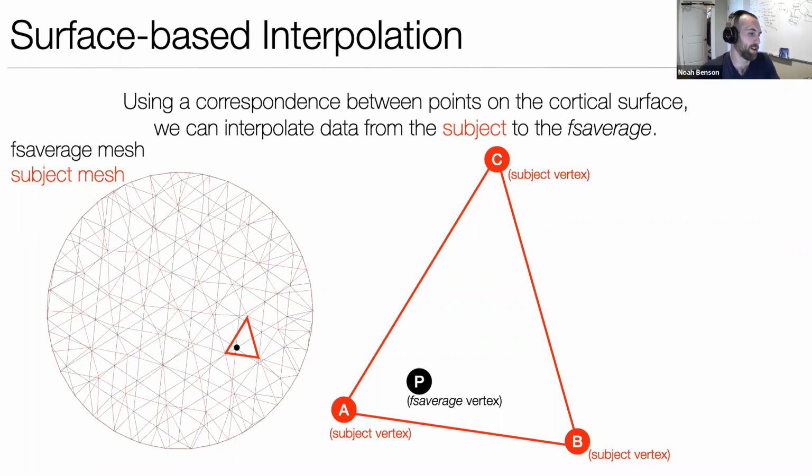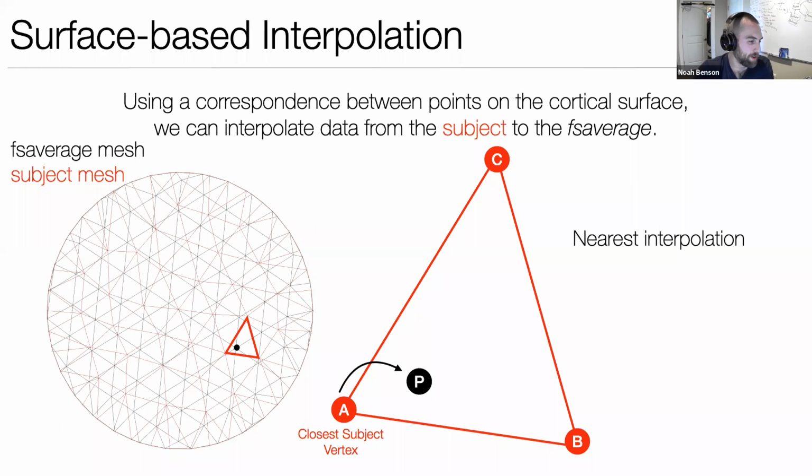So here I've just enlarged that triangle. P is the FS average vertex, and the vertices A, B, and C are the subject's vertices. So first of all, nearest neighbor is just very simple. In nearest neighbor interpolation, we just use the nearest vertex to the FS average vertex, in this case vertex A, and we just copy the value of A over to P. So this is a very straightforward and often the ideal way to do interpolation, but it does have some downsides.